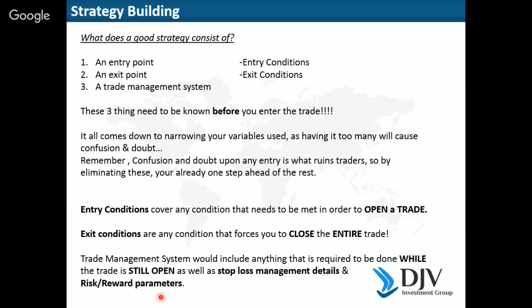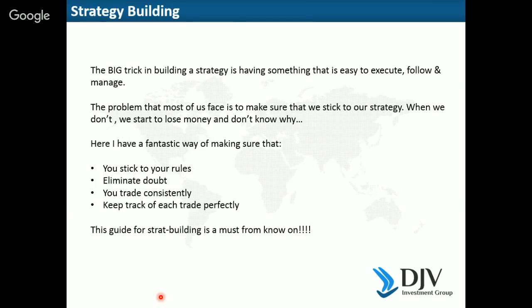Now, one thing that you're going to notice is that your system is going to be written incorrectly once you get to any point of confusion within your backtesting. That's the clearest giveaway that your system is written incorrectly. So what we need to do is look at how do we write or develop a strategy in the correct format. Okay, now the big trick in building any strategy, guys, is to have something that is easy, firstly, to execute for yourself, to follow as well, and to manage.